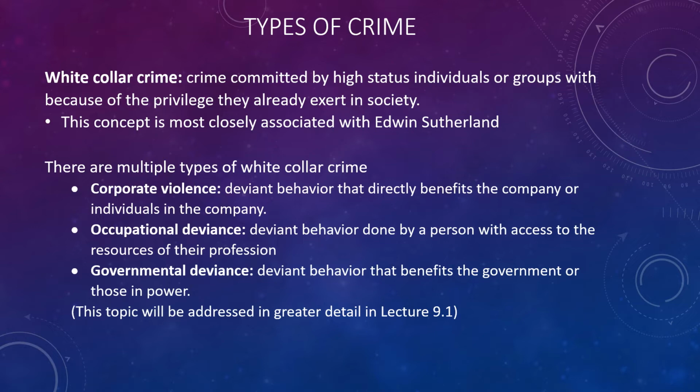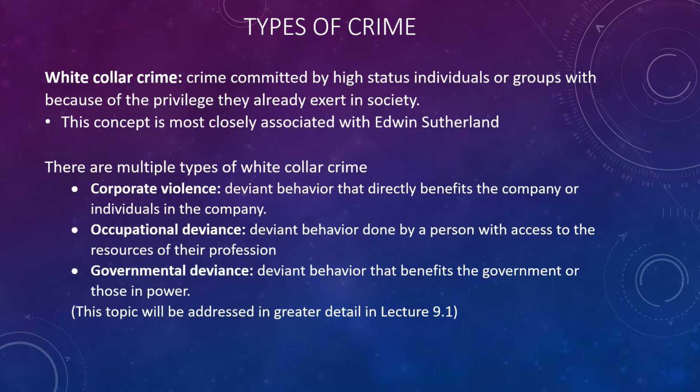White-collar crime, then, is defined as crime committed by high-status individuals or groups with the privilege that they already exert in society. This concept was most closely associated with sociologist Edwin Sutherland, who did most of his work in the 1930s and 40s. White-collar crime is broken up into three general categories, and this will be addressed in greater detail in Lecture 9.1.